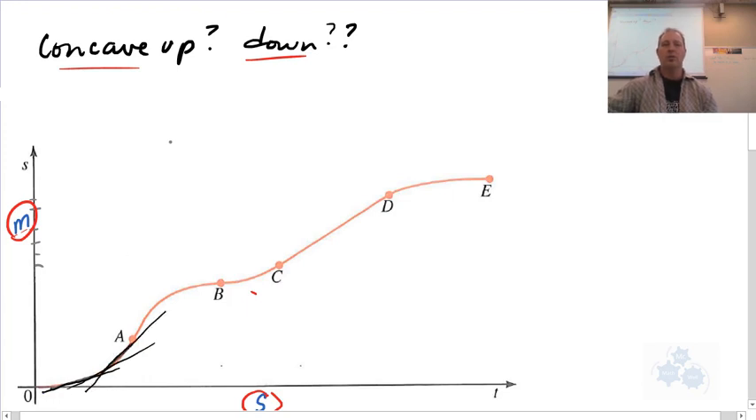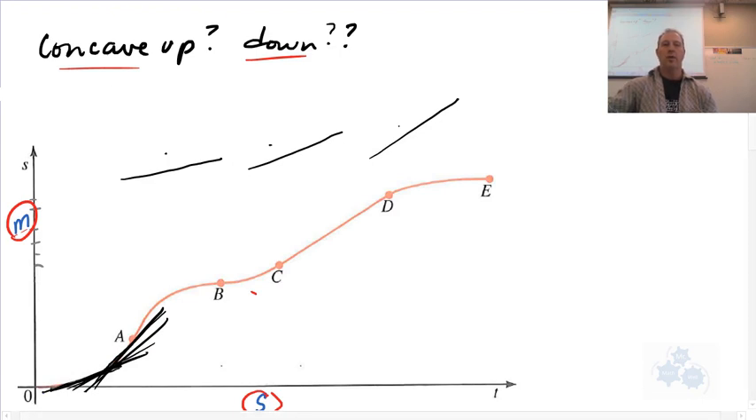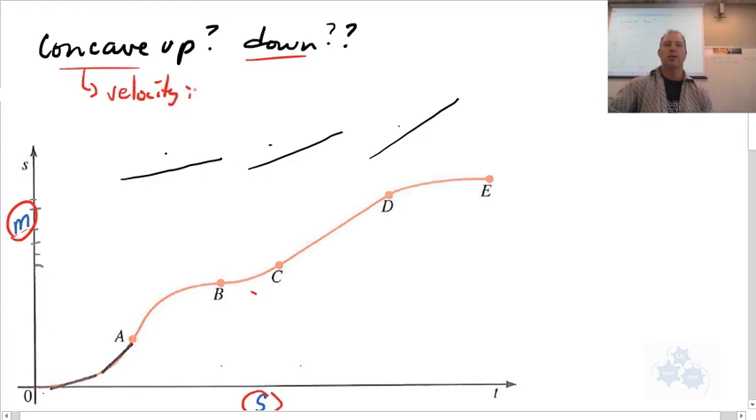So what's happening to the slopes of these lines? Well, they're going from this to this to this. So they are increasing, aren't they? 1, 2, 3, and so on. So if you look carefully, on a concave up, the velocity is always increasing. The instantaneous rate of change is always going up and up when the concavity is up. That's important. So concave up, velocity is increasing.